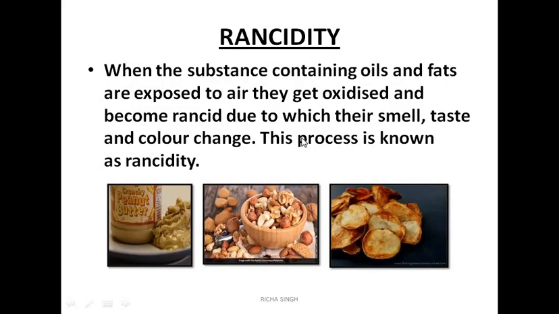Okay. Next topic is rancidity. Rancidity occurs in substances that contain oils and fats because these substances get oxidized and become rancid, due to which there is a change in their smell and color. You can see butter gets rancid, these dry fruits also get rancid, and the chips also. If you keep them in an open place or you don't consume them for a longer time, then there is some off flavor, there is a change in the smell also. Why? Because it has got oxidized.